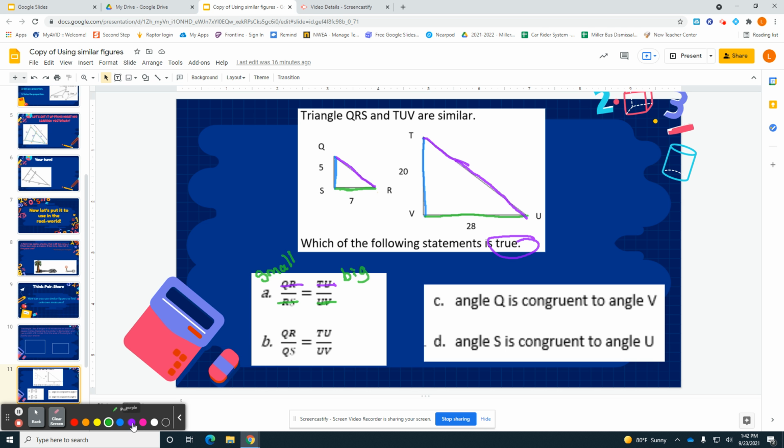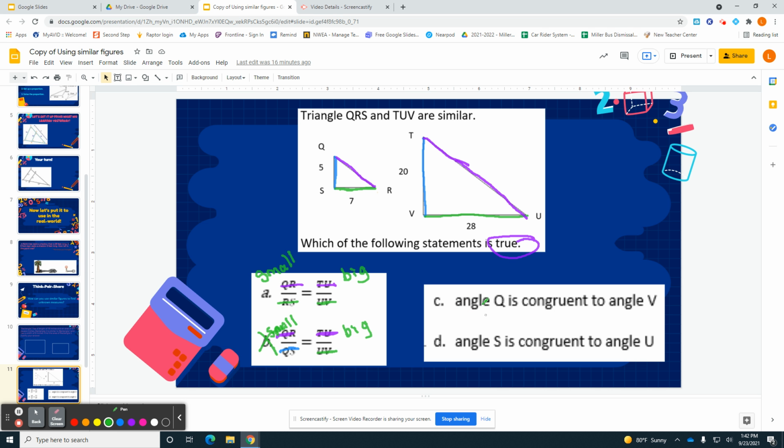So QR, we know, is purple. QS is blue. TU is purple. And UV is green. Do they match up? No, right? Because these, like here, they were the same color at the bottom. Here, the color's different. While these are both on my small shape, and these are both on my big shape, they do not line up color wise. So B cannot be your answer.